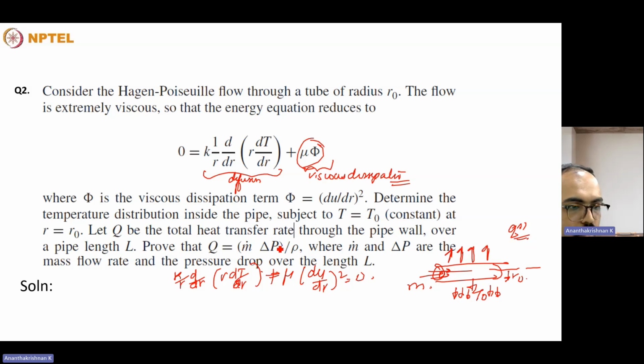So we need to prove that Q, the total heat transfer through the pipe wall, that is Q double dash into the surface area of the pipe, can be written in terms of the mass flow rate and the pressure drop over the length L. So it's a tricky problem. We can try to solve it.